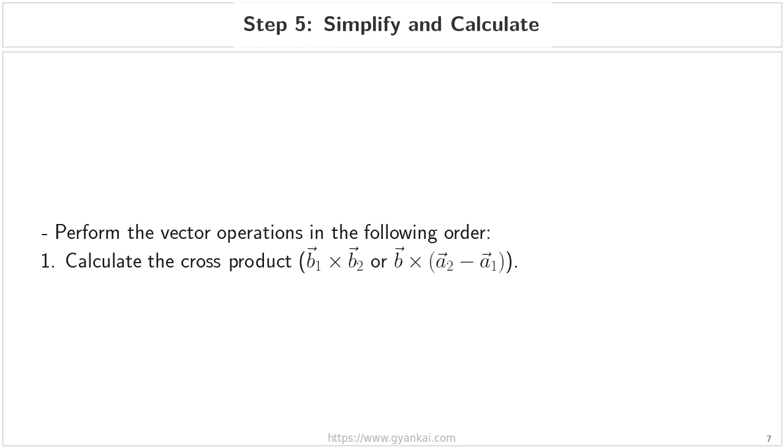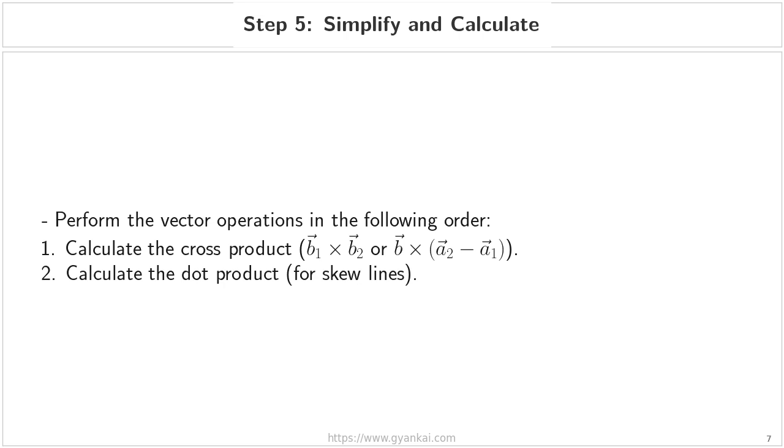First, you must perform the cross product. Depending on what you found in Step 1, you will either calculate the cross product of b1 and b2, or, if the lines are parallel, the cross product of b and the vector difference of a2 minus a1. This step is crucial because it establishes the direction of the common perpendicular. Second, if you are dealing with skew lines, you will then calculate the dot product. You'll take the vector you just found from the cross product and dot it with the vector difference of a2 minus a1. This step essentially projects our connecting vector onto that perpendicular path.